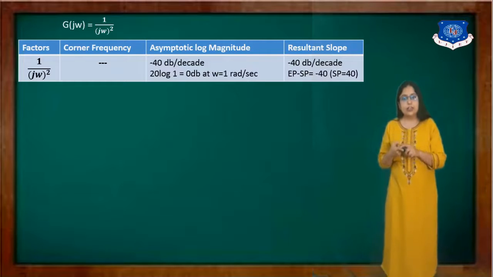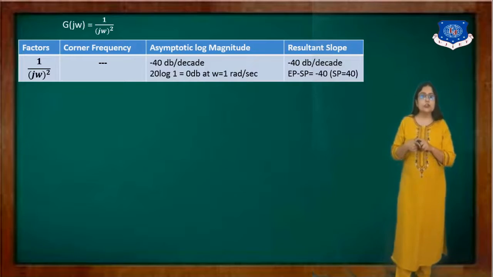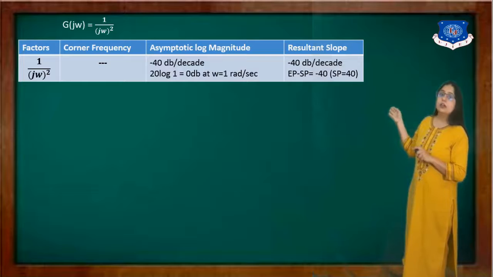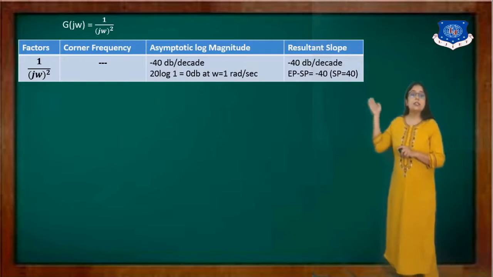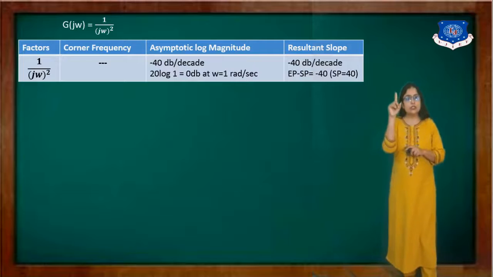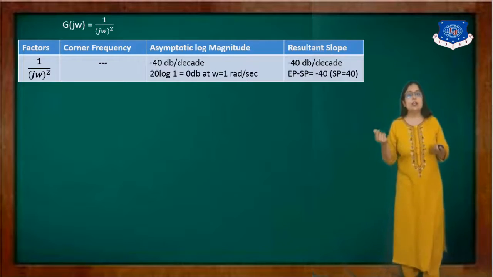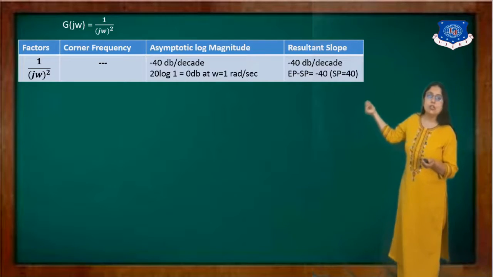Now, based on this, if you remember, we draw one table. In that we have the factors, corner frequency, asymptotic log magnitude and resultant slope. This is the same as what we learned in control systems. The first factor, here we have only one factor, that is 1 upon (j omega)². For this factor, we do not have any corner frequency, that's why it's a dash.